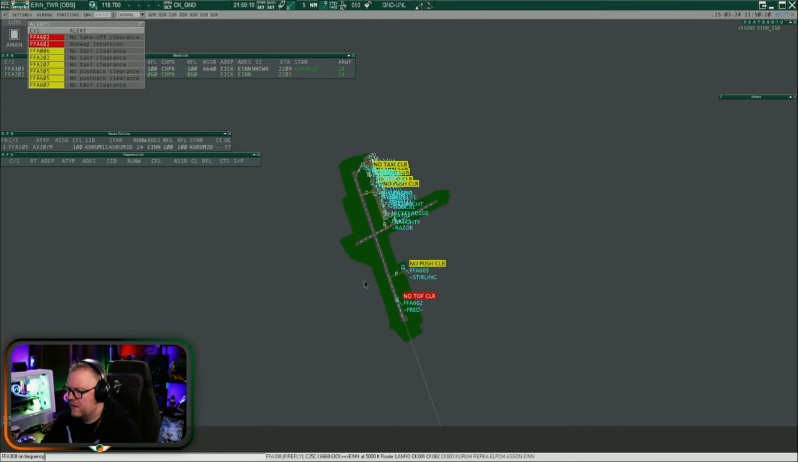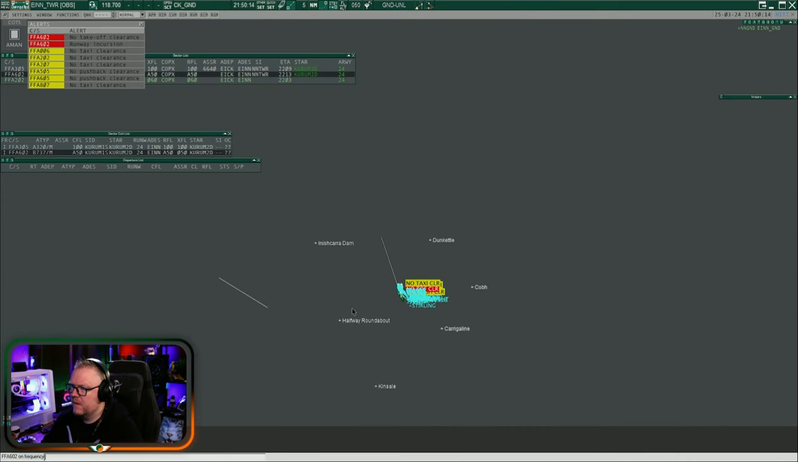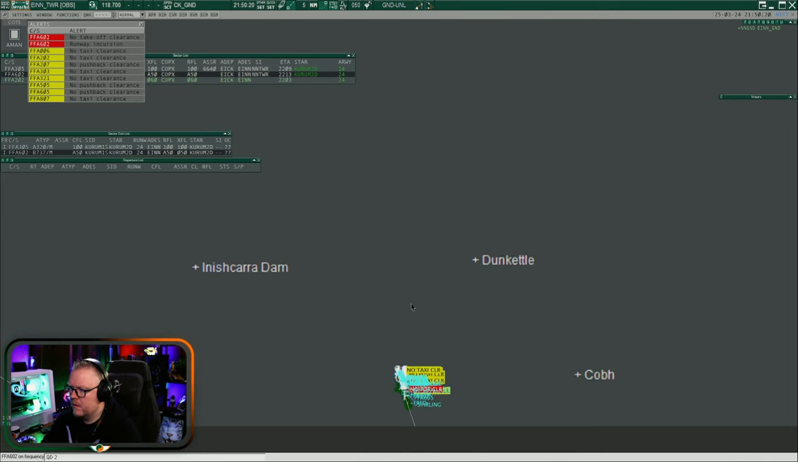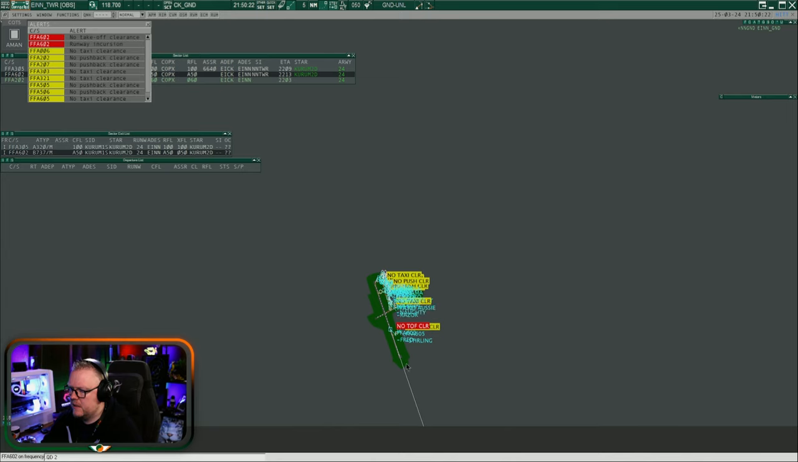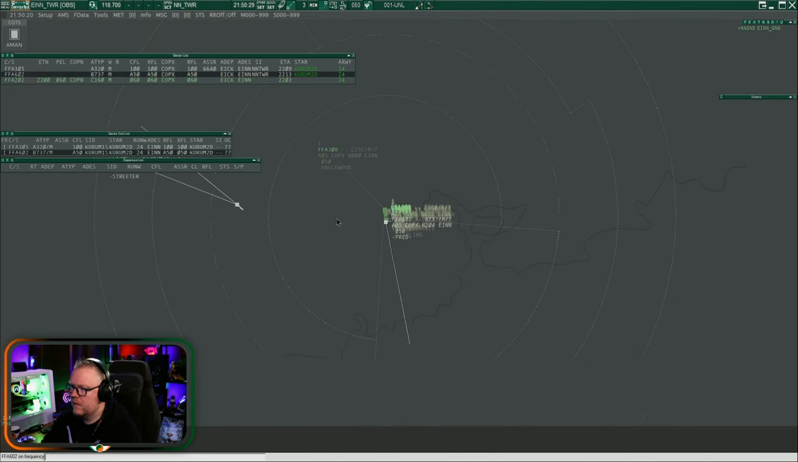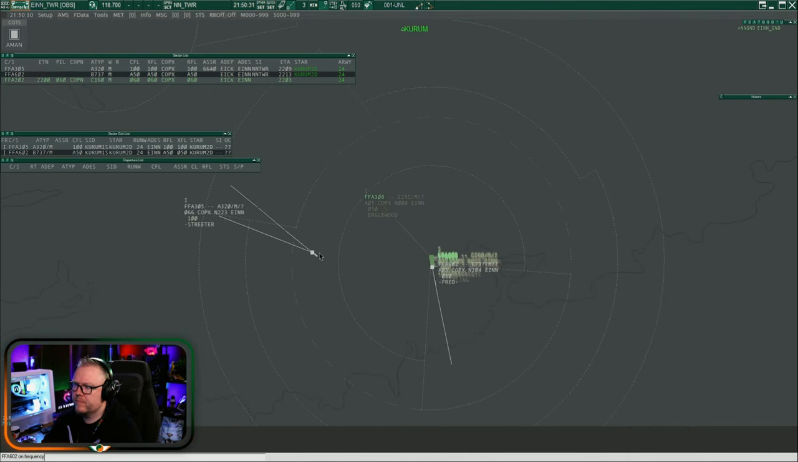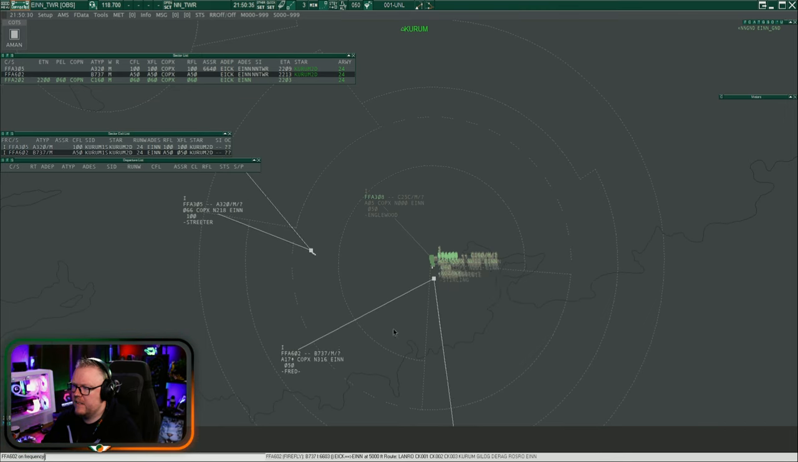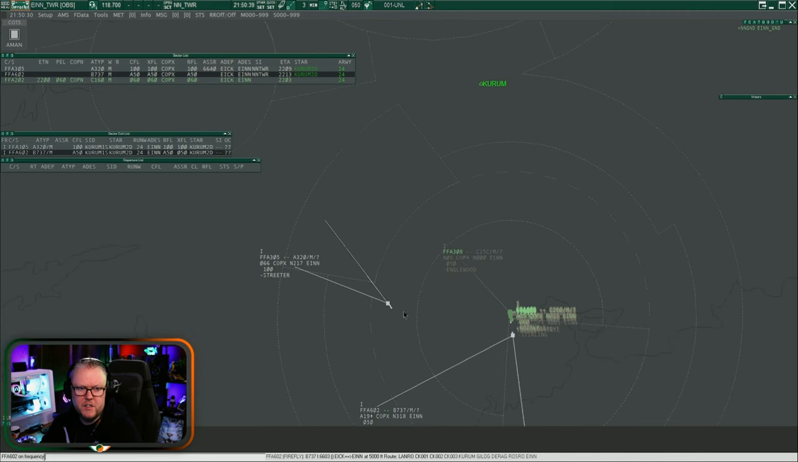Departures. Okay, 602 is now airborne. Okay, we're getting there. There's Fred. He's airborne. That's good spacing. Very good spacing.